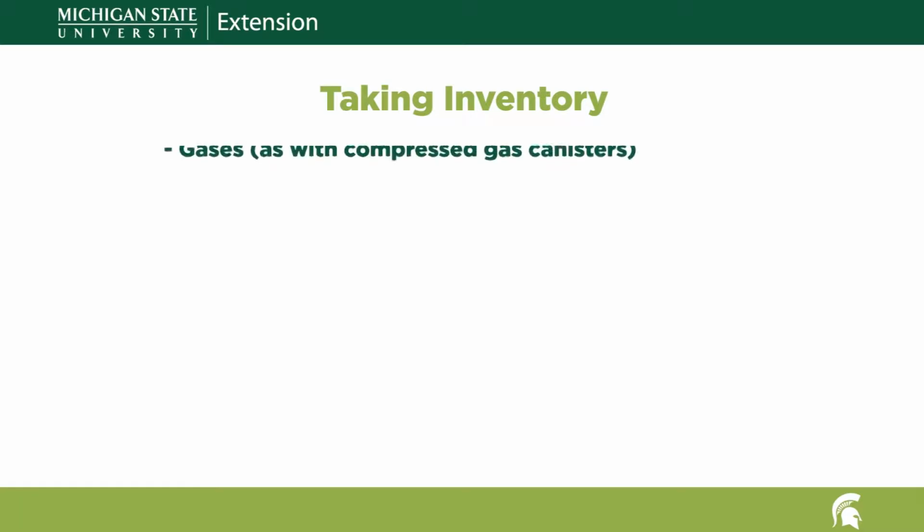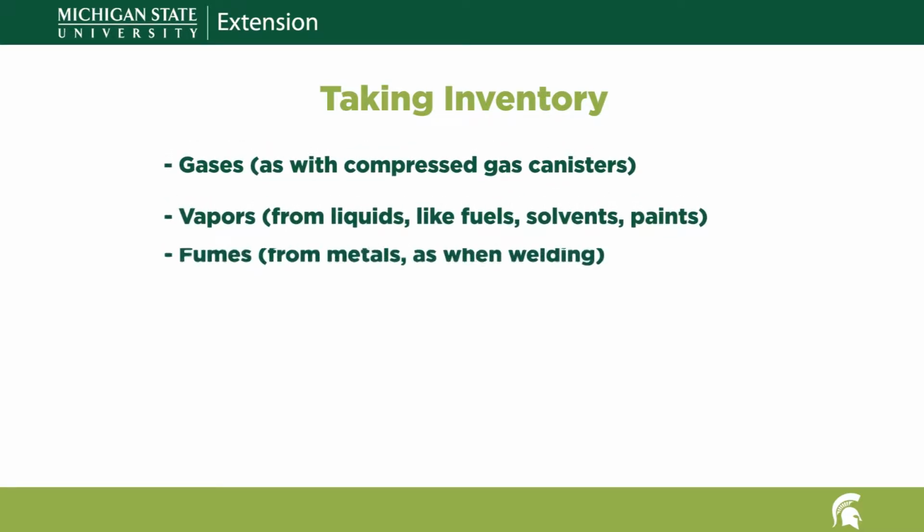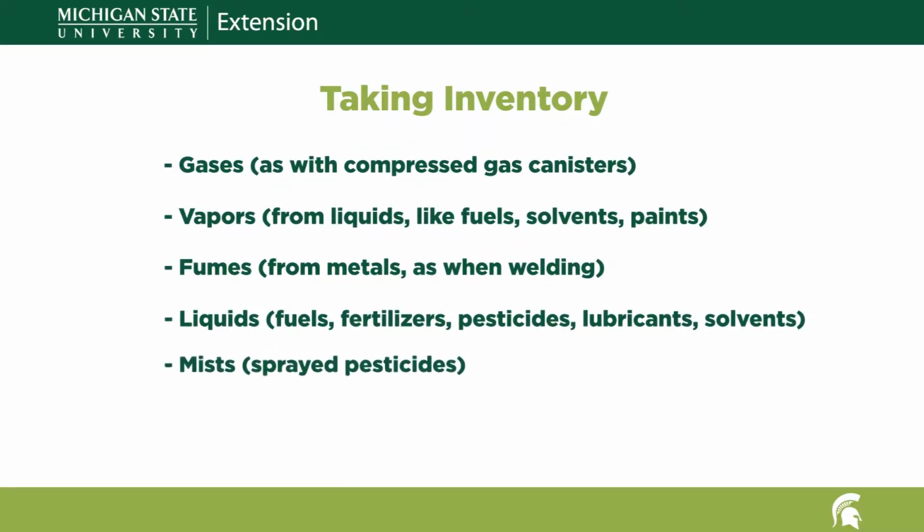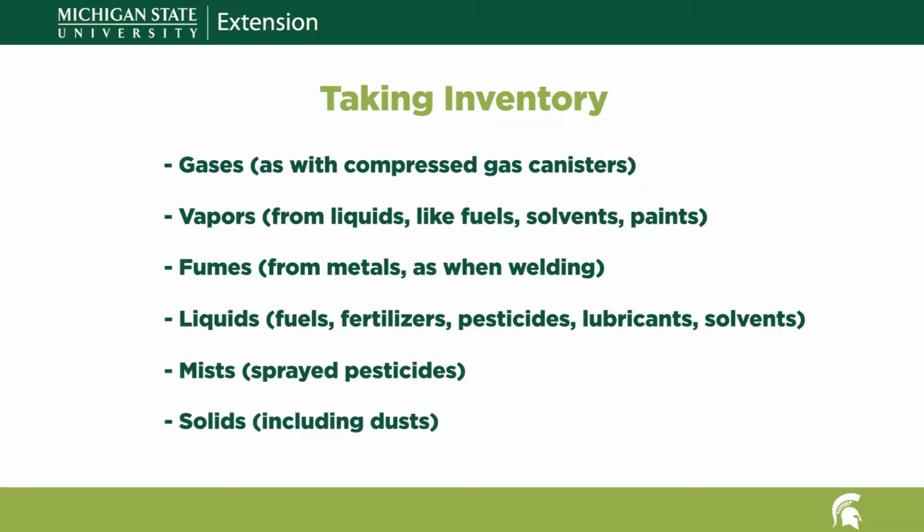It's best to consider your inventory as broad as possible from the start. Remember that chemicals can be gases, vapors, fumes, liquids, including mists, or solids, including dusts. While some more obvious examples might be pesticides or fuels, other chemicals you might not think to include could be items such as fertilizers, lubricants, wood preservatives or stains, paints, solvents, and cleaners, even glass and toilet bowl cleaner.